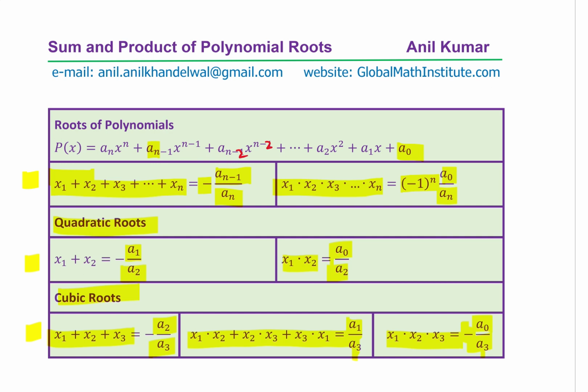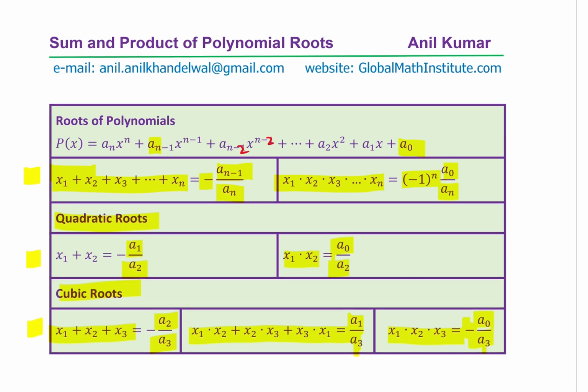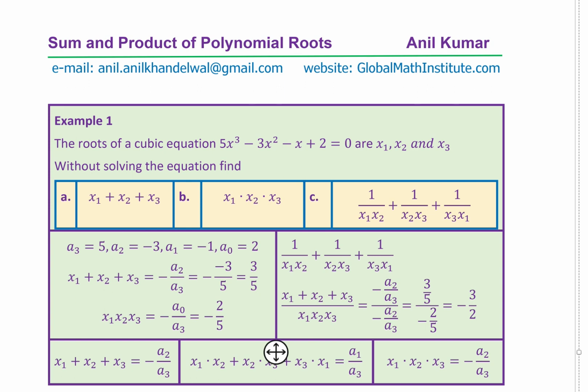Now, based on this, we'll have three examples and practice questions for you. Let's begin with the very first example, which is: the roots of the cubic equation 5x cubed minus 3x squared minus x plus 2 equals 0 are x1, x2, and x3. Without solving the equation, find the sum of the roots, the product of these roots, and the value of 1 over x1, x2 plus 1 over x2, x3 plus 1 over x3, x1, right? So you have to evaluate that kind of an expression.